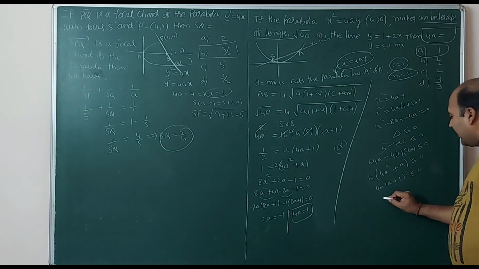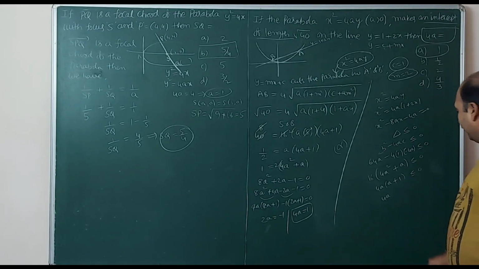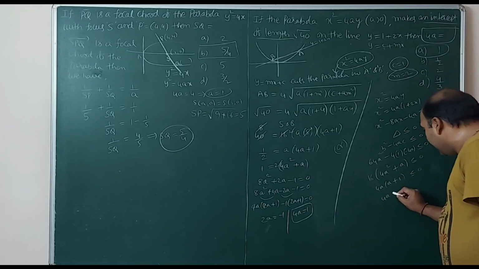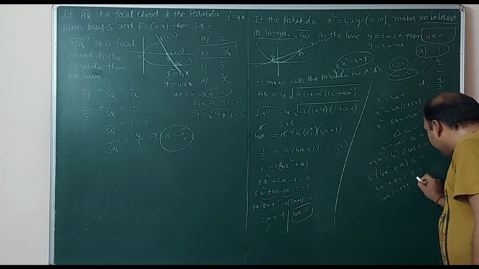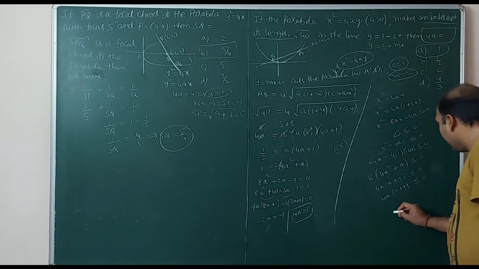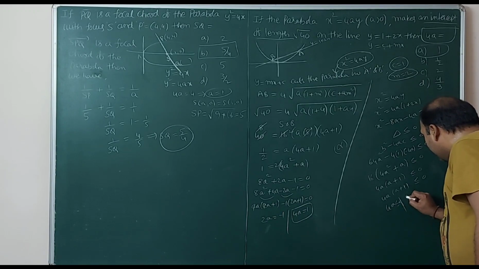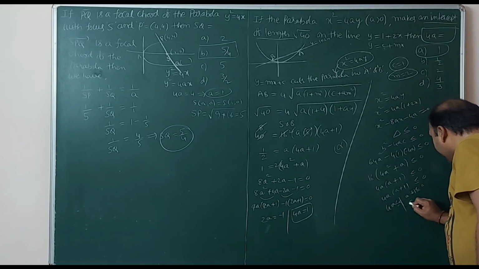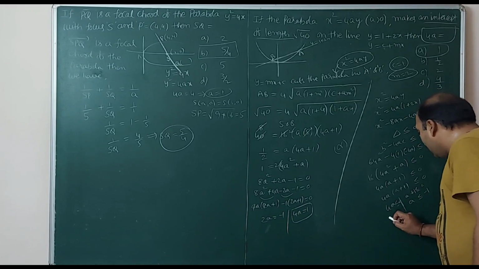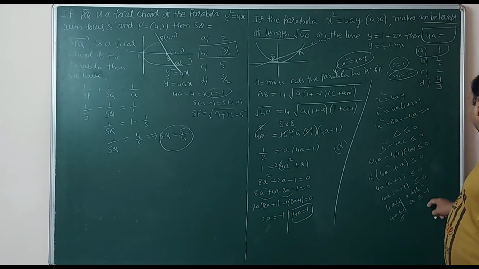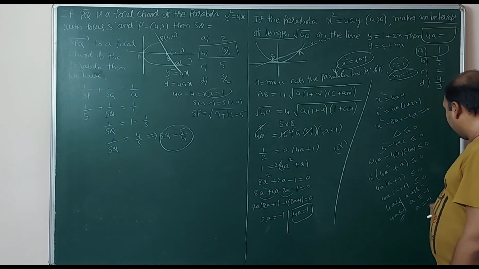Factorization we can do that. a(a + 1) is less than or equal to 0. So 4a is less than or equal to 0, a + 1 is less than or equal to 0. So a is less than or equal to −1. 4a less than or equal to 0 is meaningless. After getting the a value, a less than or equal to −1, in this way, if you take, the answer is not there.